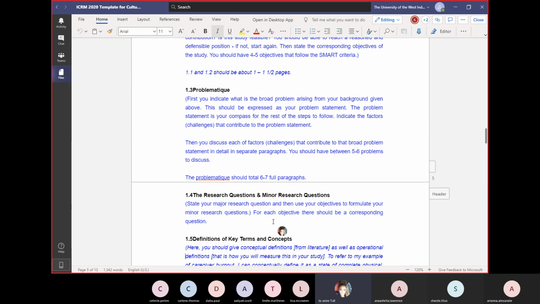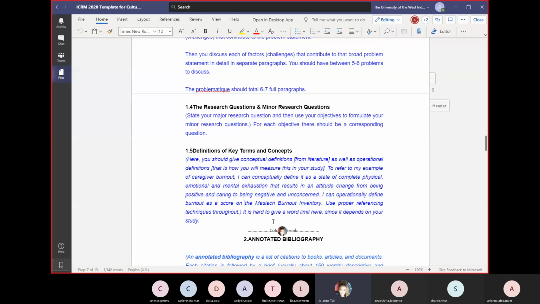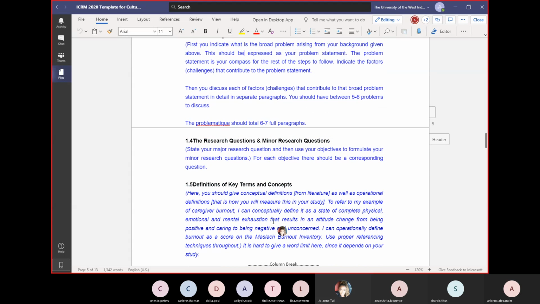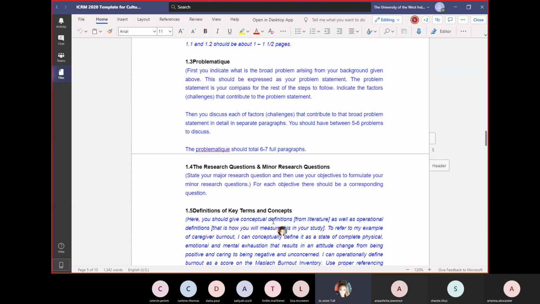Okay, so we're by 1-3. Problematic. Go back up. We're by problematic. Great. Where are we pulling the information for problematic from? It's worksheet 3.